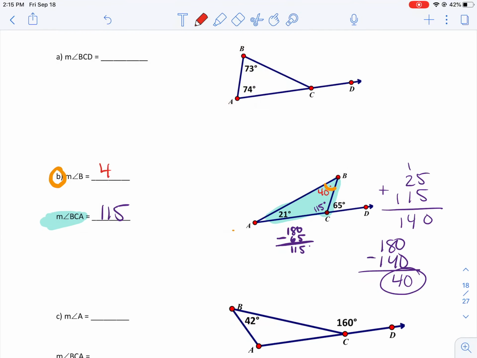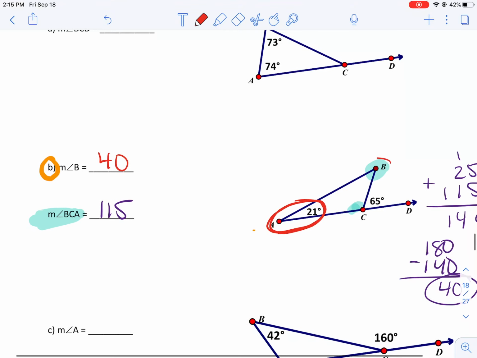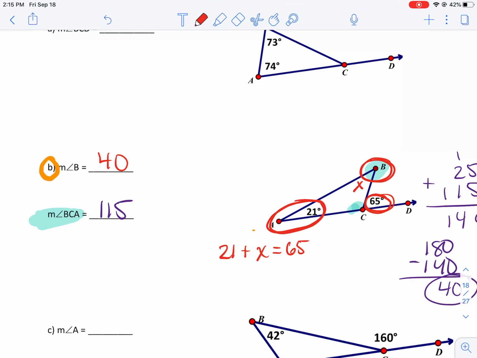There's another way to do it though, with our exterior angle theorem, that I think is a little bit easier. So let me show you guys. If we say we started from the very beginning and we wanted to just find angle B, you could go through and find this angle right here. But also you could say, hey, I know that this is a remote interior and this is a remote interior. So I put an X here. I could say 21 plus X should equal our exterior angle of 65.